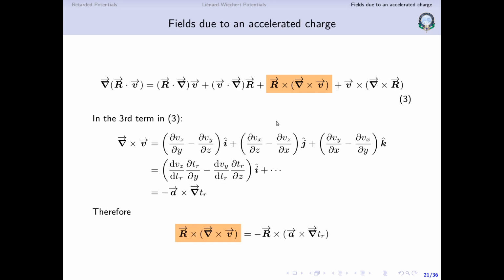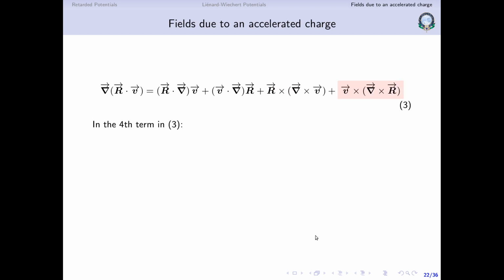So this gives us the third term as R cross curl of V is equal to, we have a minus sign here, minus R cross A cross gradient of TR. Now going to the last term, which is V cross curl of R.